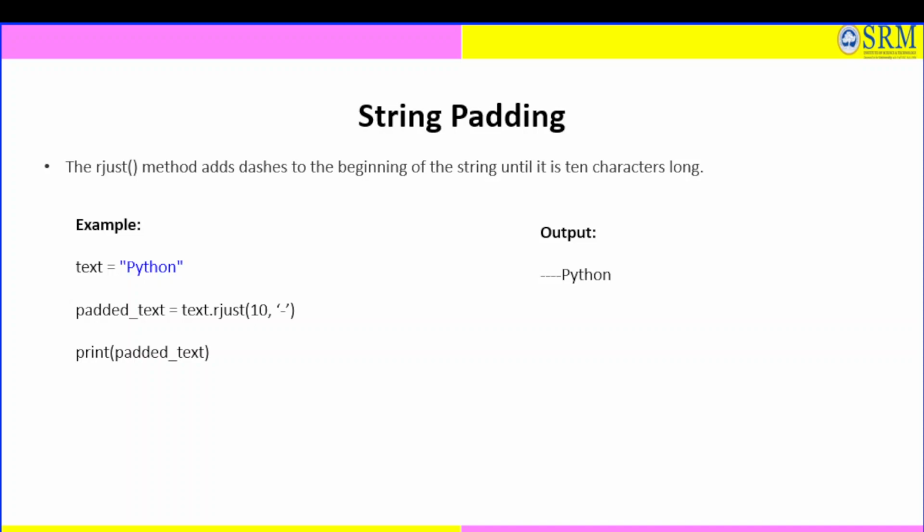Here it gives some spaces, or you can give hyphens or whatever character you want, and then comes the string. Whereas in the case of left justified, you have the Python string and then comes the space or hyphen, whatever you want.